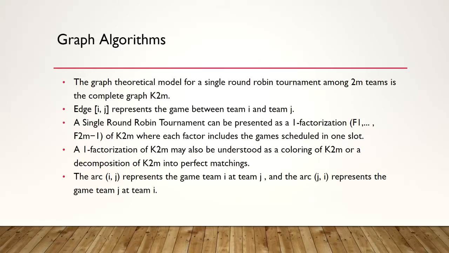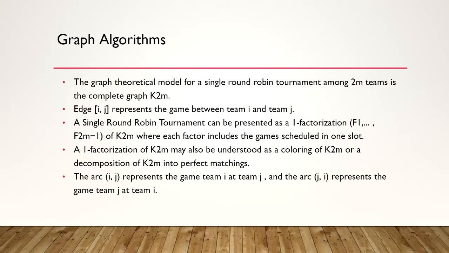A 1-factorization of K2M may also be understood as the coloring of K2M, or a decomposition of K2M into perfect matchings. The arc IJ represents a game where it represents the game Team I at Team J, and the arc JI represents the game Team J at Team I.